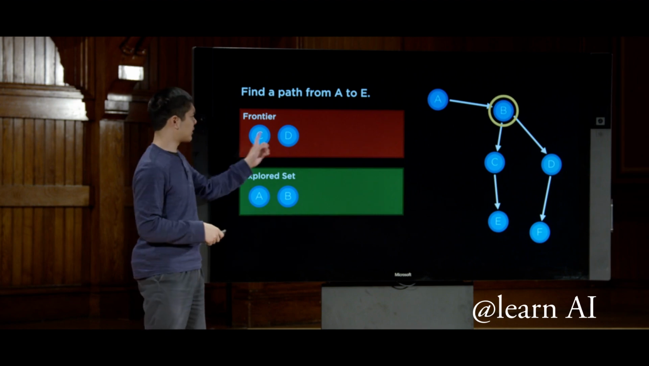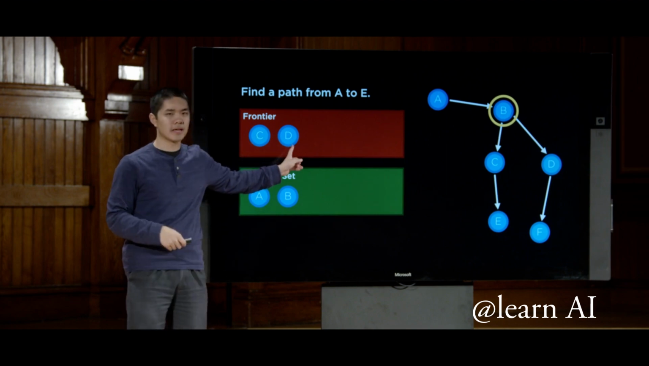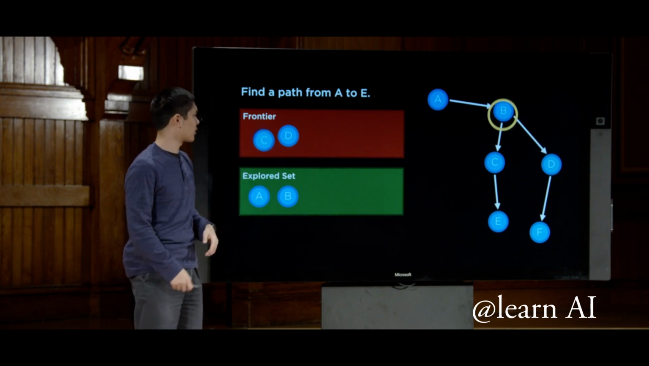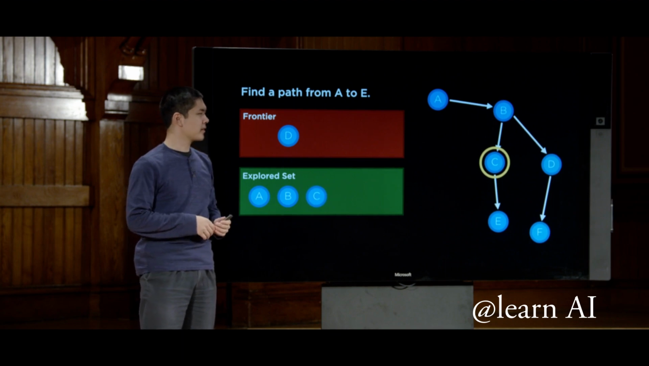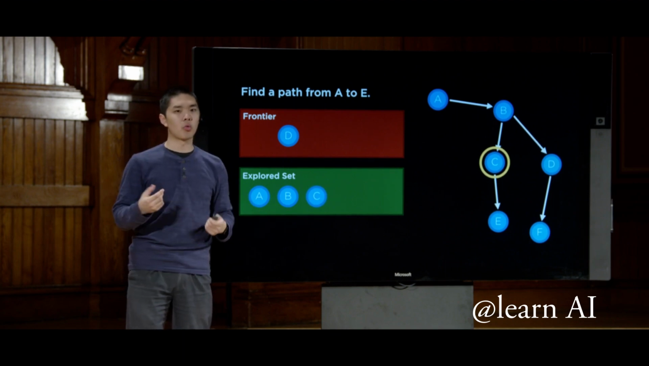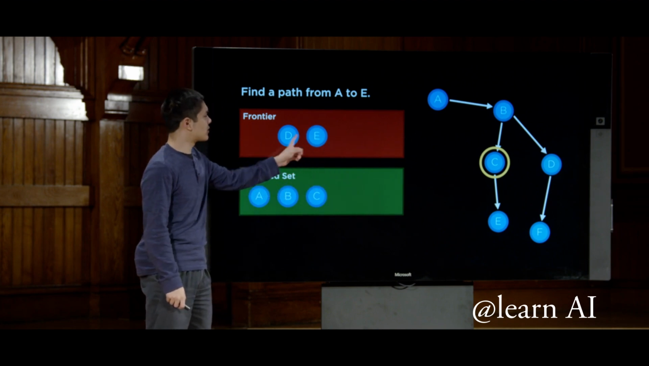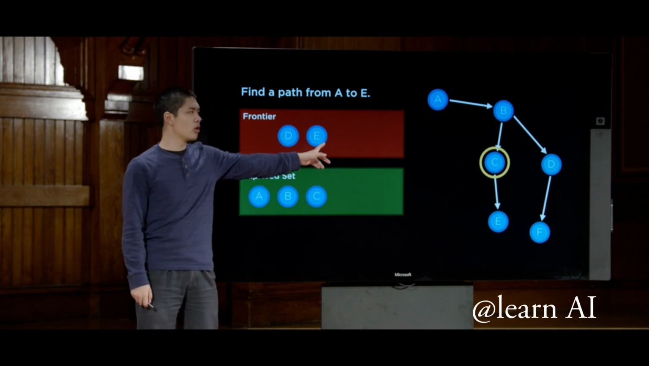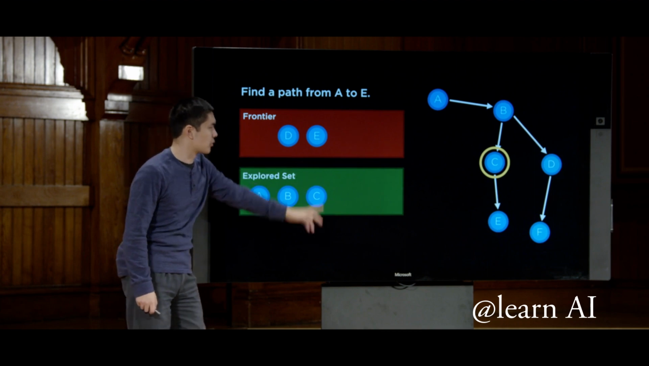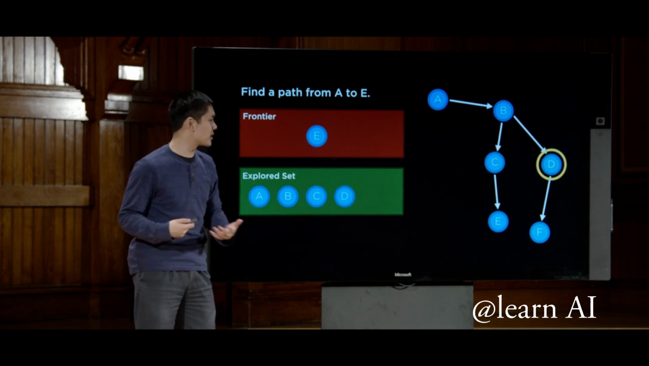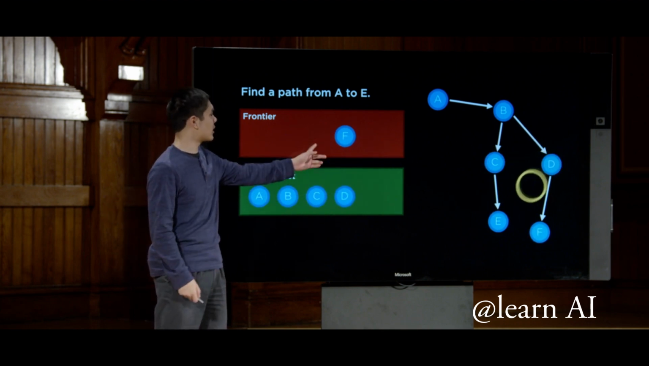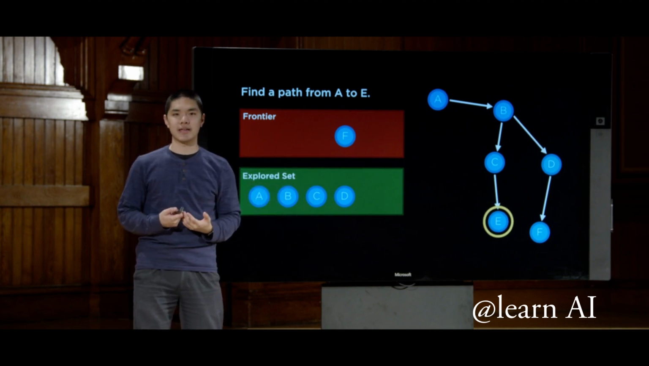This time, though, we added C to the frontier before D. So we'll explore C first. So C gets explored. And from C, where can we get to? Well, we can get to E. So E gets added to the frontier. But because D was explored before E, we'll look at D next. So we'll explore D and say, where can we get to from D? We can get to F. And only then will we say, all right, now we can get to E.